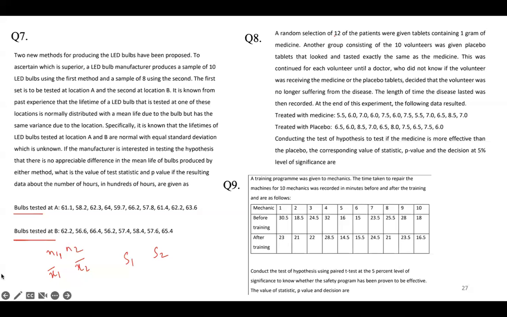So can you tell me, quickly taking a look, which of these cases look paired and which look unpaired to you? Here we are talking about location A and B. Here we are talking about medicine and placebo, 12 patients and another group of 10 volunteers. And here we have before training and after training. So which of them is paired and which is unpaired? Again, all three questions are going to be solved the same way in R. t.test is the function you'll be using. But paired is true or paired is false?